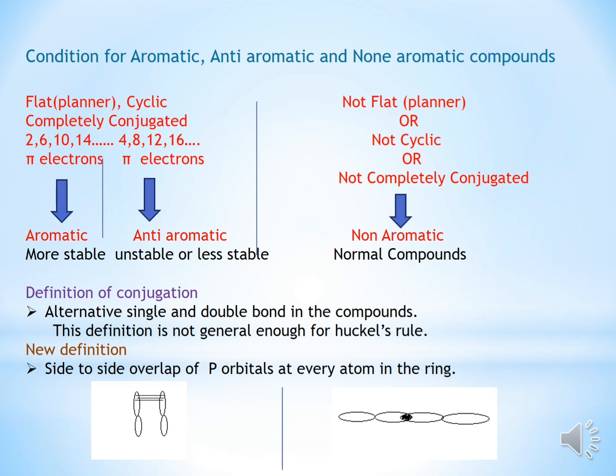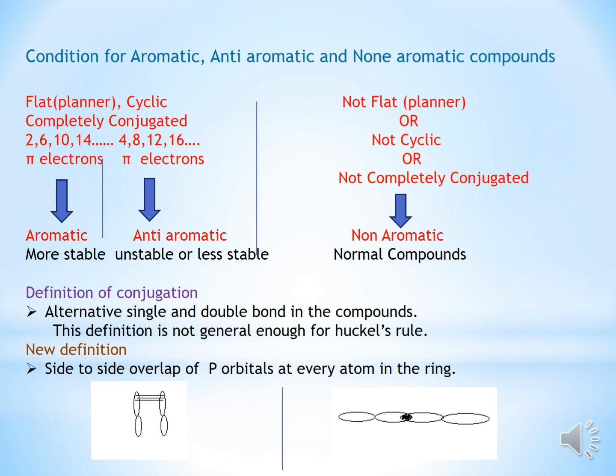Now for deciding conjugation, we need to know a broader definition of conjugation. Earlier we considered conjugation as double bond, single bond, double bond, single bond in an alternating way, but this is not the case.